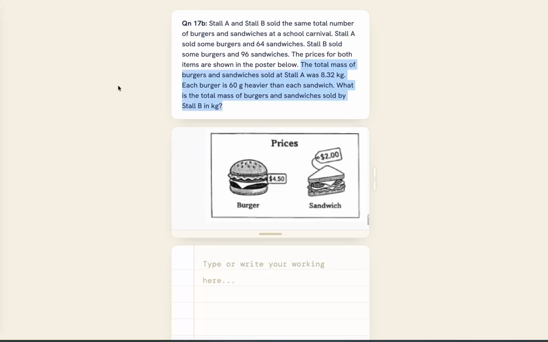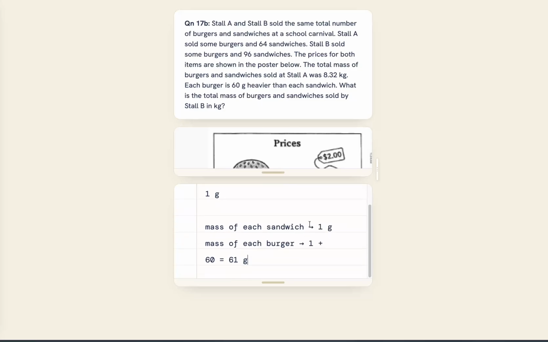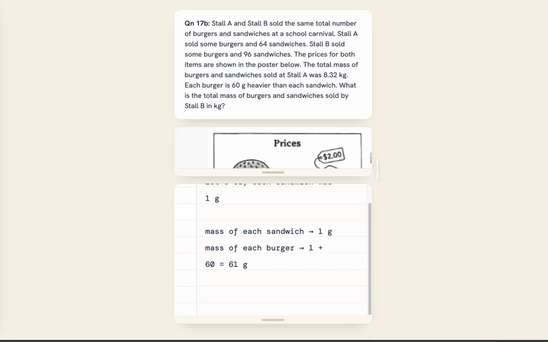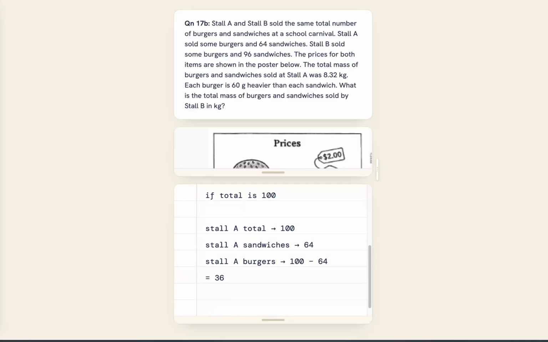All right, question 17, part B. So it says here the total mass of burgers and sandwiches sold at stall A was 8.32 kg. Each burger is 60 grams heavier than each sandwich. What is the total mass? Okay, so similar to what we went through just now, let's say each sandwich is 1 gram. So that means each sandwich is 1 gram and each burger is 61 grams, right? Now, if the total is 100, same thing as what we've done, that means sandwiches 64, burgers is 36.